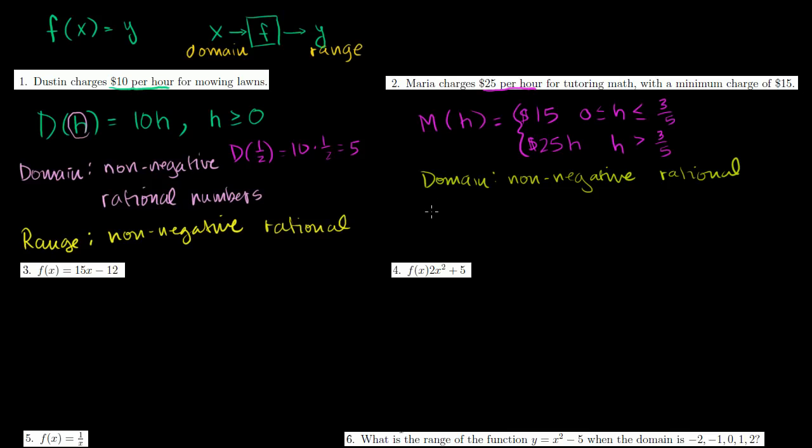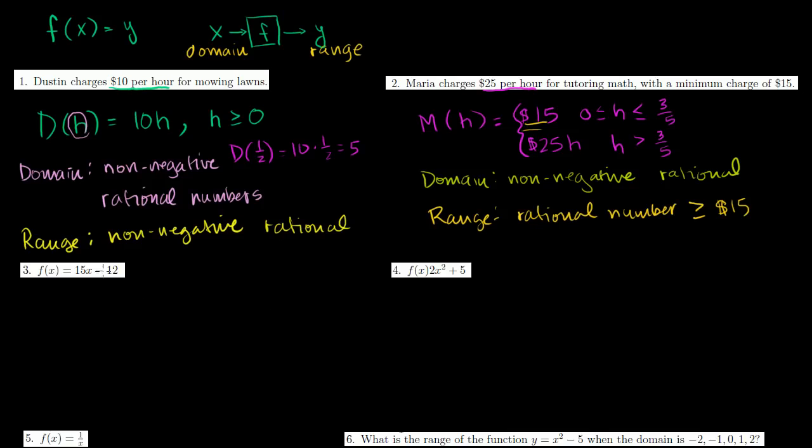And what's the range of her billing function? Well, it has to be at least $15. No matter what, she's going to charge $15, so it's going to be $15 or more. So it's going to be rational numbers greater than or equal to $15, right? There's no situation in which she will charge $14. There's no situation in which she would charge -$1. Everything's going to be greater than or equal to 15.